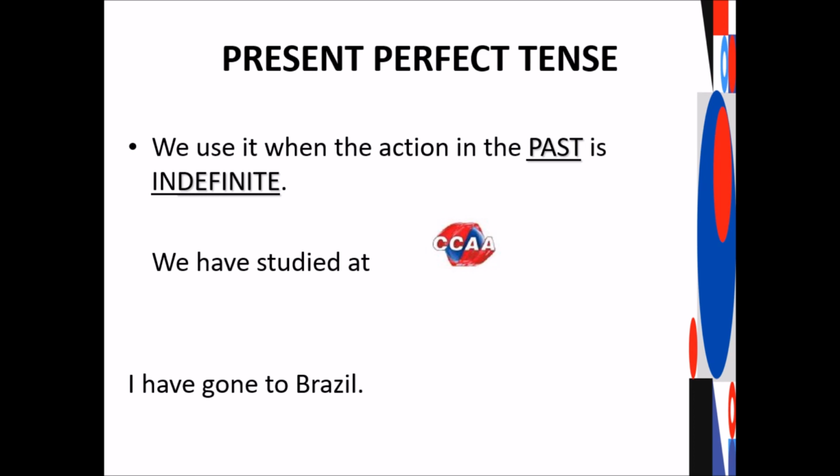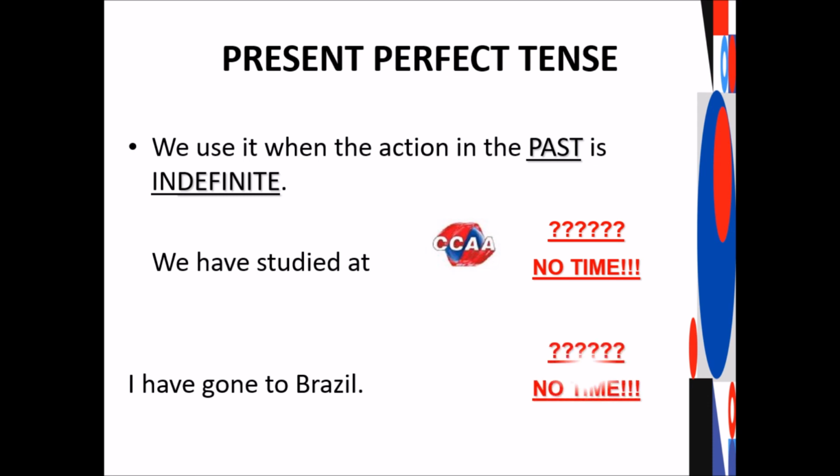And I've got some more examples, even though we're going to be studying this deeply later on, okay? We use the present perfect tense when the action in the past is indefinite. We don't know the time, right? For example, here, we have studied at CCE. When? No time. We don't know. I have gone to Brazil. When? We don't know. Okay?